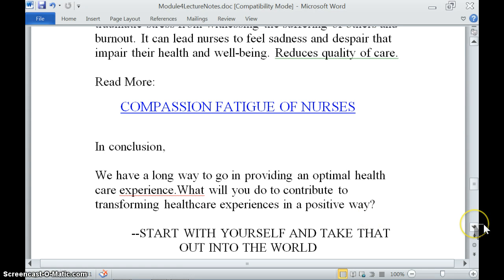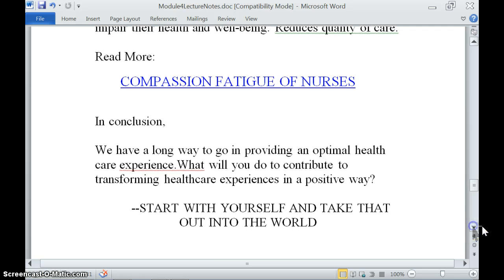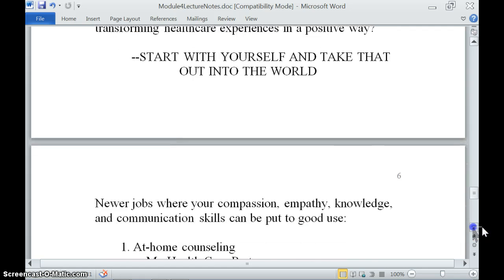So start with yourself and take that out into the world. That's really kind of the bottom line that I can say, is work on yourself, work on how you interact with people, pay attention to body language, pay attention to environments. Don't just communicate via your phone, because you won't become a true health professional in that way. So start with yourself and take that out into the world.